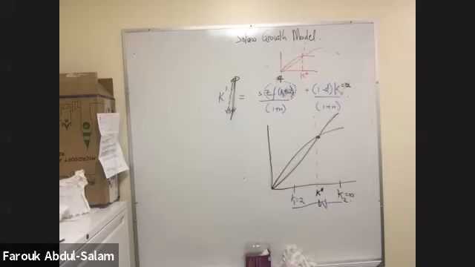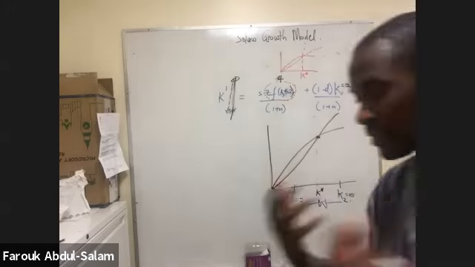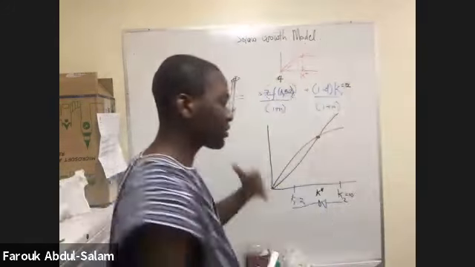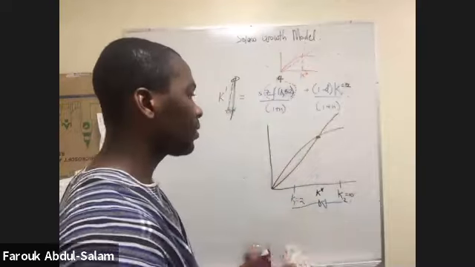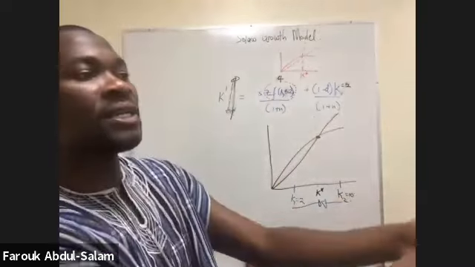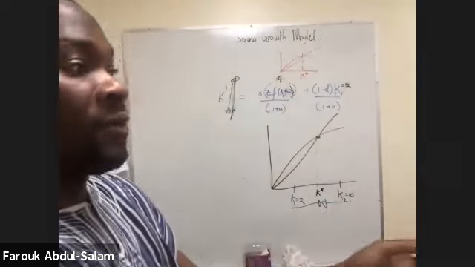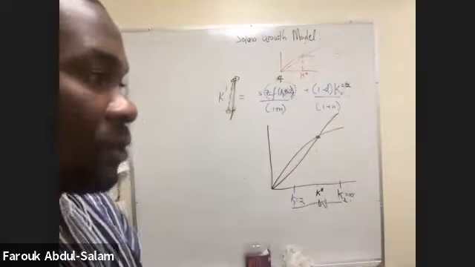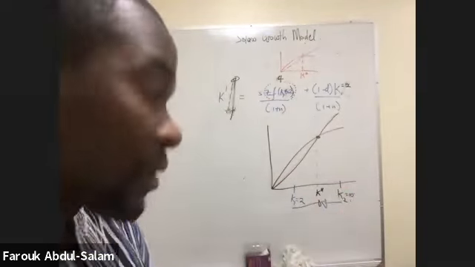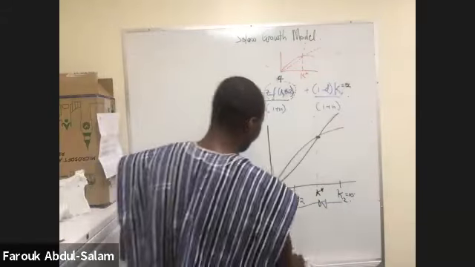Yeah, I don't see any questions. Okay, so if there are no questions, then this is the transition period. Just try as much as possible to understand why we move towards K star whenever we are above the steady state or below the steady state. It might be an interesting question that you might want to keep an eye on.